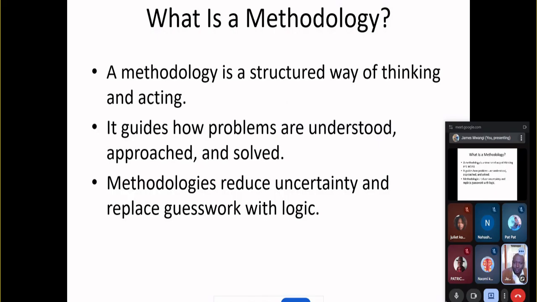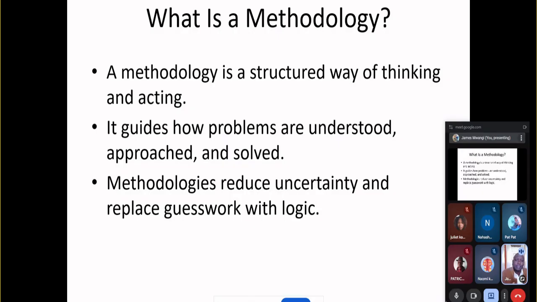What is a methodology? Because we are talking about innovation methodology. A methodology is a structured way of thinking and acting. Because I want you to remember, your mind is like the universe. It can think in any way. You just wake up and you can think randomly about something and you can go in any direction. But in order to achieve something, you have to have a structured way of thinking and acting, especially in research and innovation.